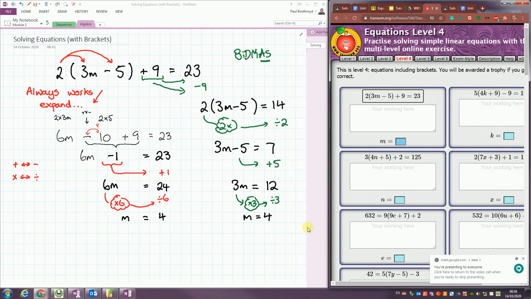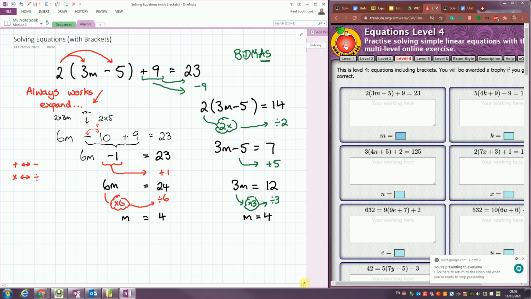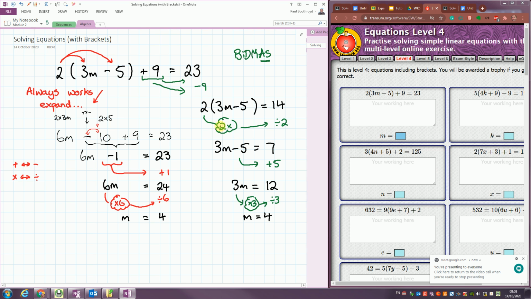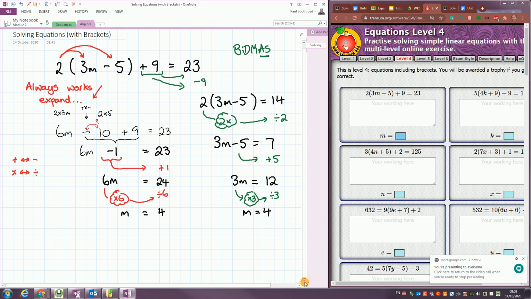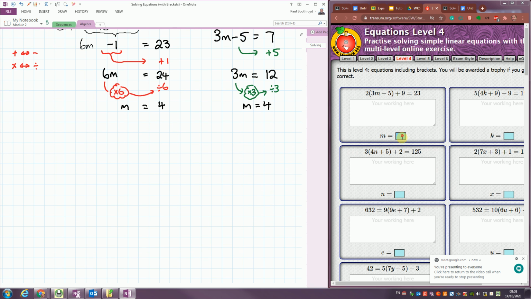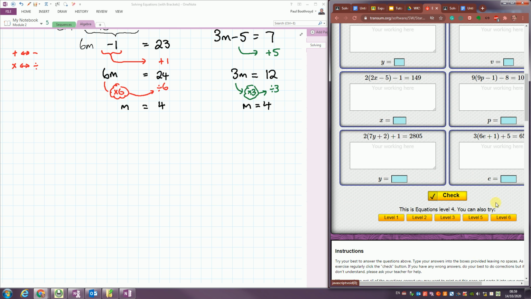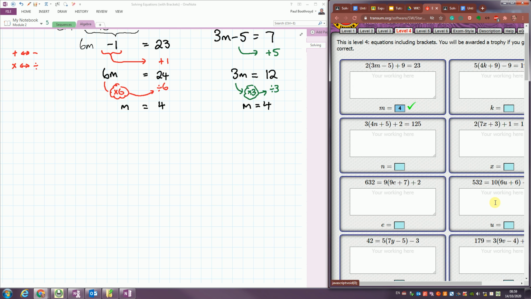Cool. All right, I'm going to do another one a little bit quicker. I would recommend expanding the brackets because it's more reliable, though this is normally okay if you've just got an expression like this one and you can spot it quickly. So let's go for another one. Oh, sorry, let's put in the m equals 4 and check it. There you go, that m equals 4 was correct.